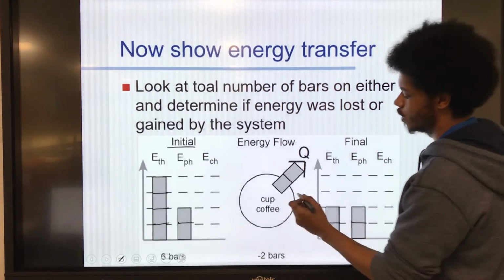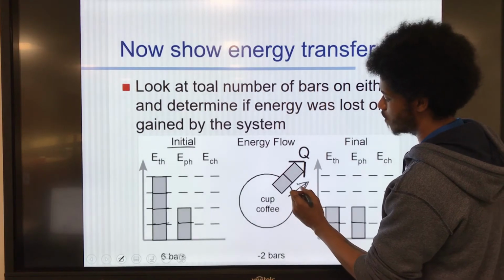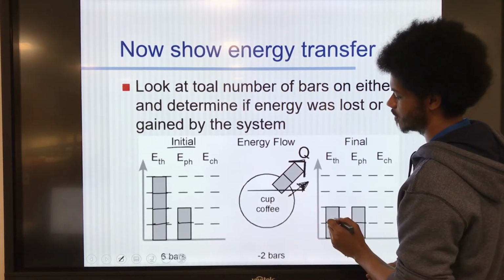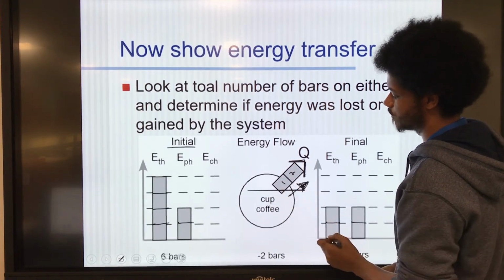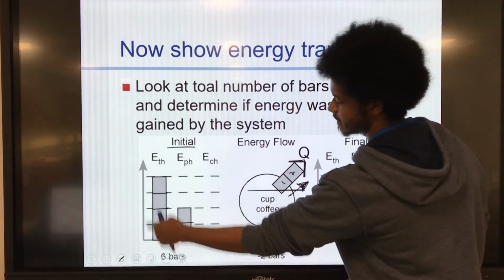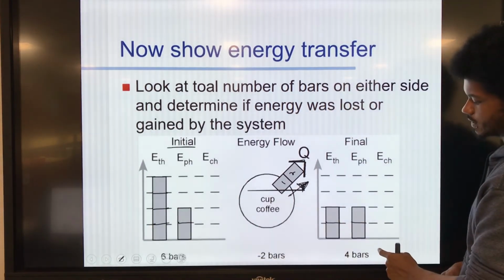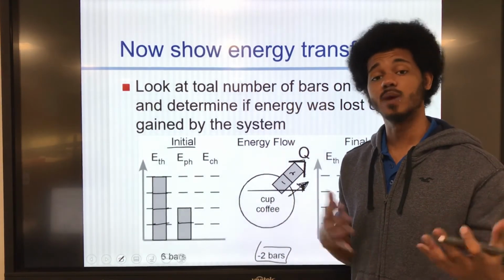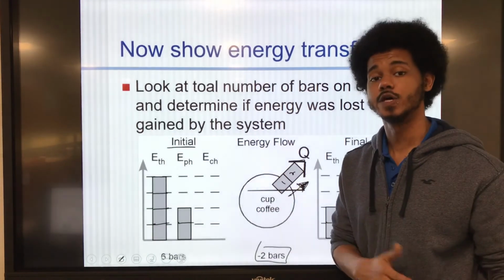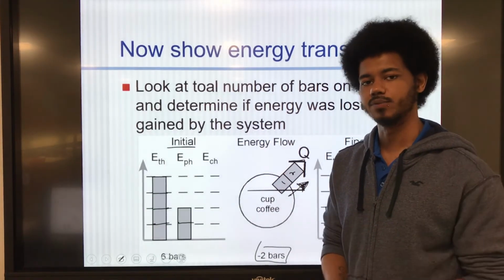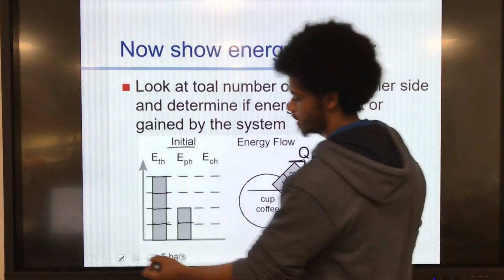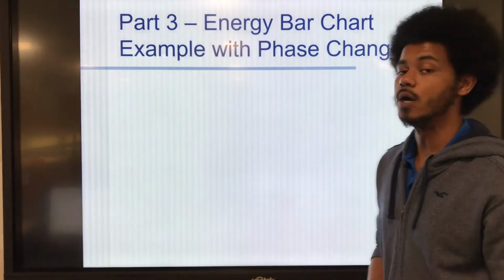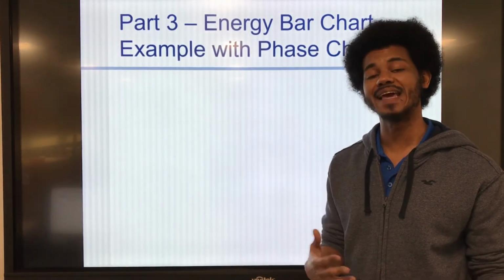So here in the center, we just draw an arrow going outward. That's what we have here, this arrow right here. And 2 bars of energy are leaving because we have 6 over here and only 4 on this side, so we are minus 2 bars of energy, just representing that the coffee has lost thermal energy because its temperature went down, okay? I think that's it for this particular part. We've got to go to part 3, which is when we have a phase change.